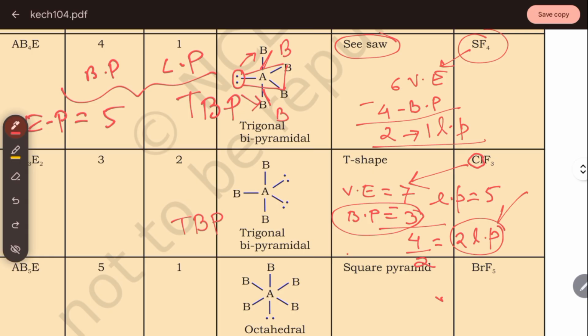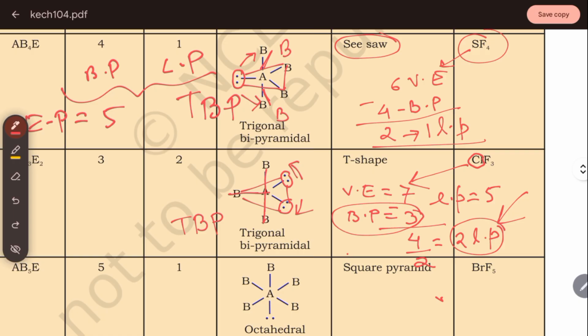Remember that the 2 lone pairs will occupy the positions which are more stable and experience less repulsion. That is the equatorial position, and this is the equatorial position. Can you see that there are 2 lone pairs, which will experience lone pair repulsion, but the shape is a clear-cut T shape.